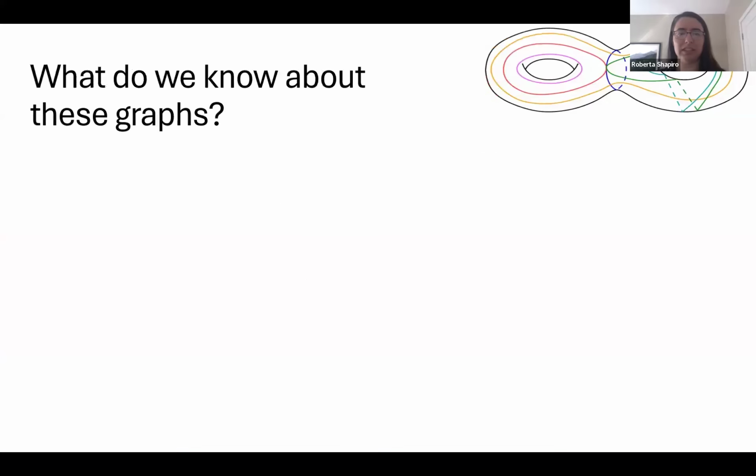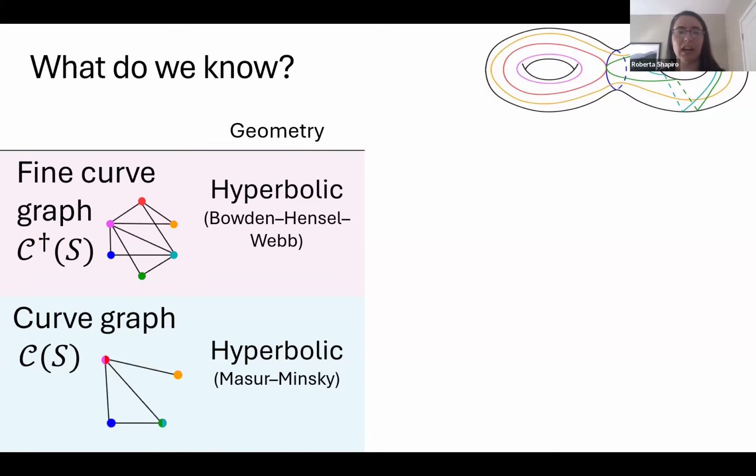So let's see the first thing. What do we know about these graphs? On one hand, we can ask about the geometry, which practically speaking asks whether these graphs are hyperbolic, or delta hyperbolic, or Gromov hyperbolic, which really just means, all right, these graphs are metric spaces. You have vertices, and the distance between two vertices is the length of a shortest path.